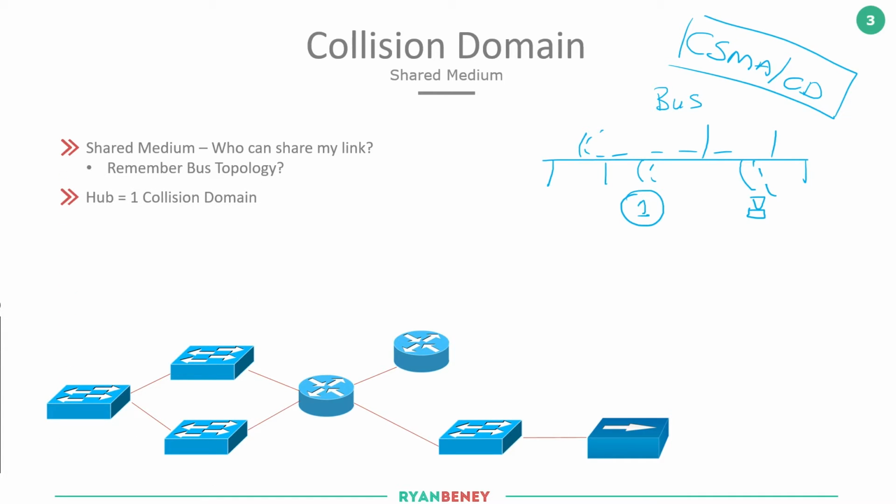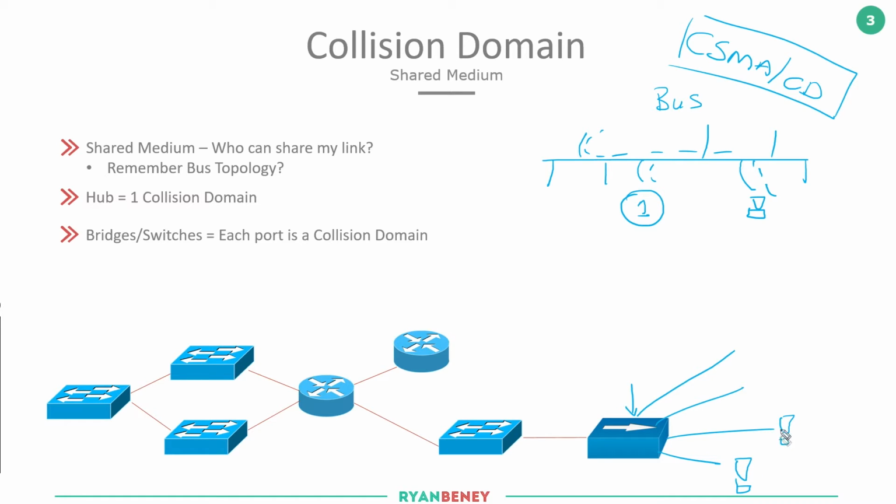A hub is a single collision domain, but with bridges and switches, each port is classed as a collision domain. The same is true with routers. Let's look at this quick diagram down the bottom here. We can see we have a couple of routers, a couple of switches, and we have a hub over here. Now let's say on this hub we had 4 devices on the back of it. All these devices would be considered in the same collision domain.